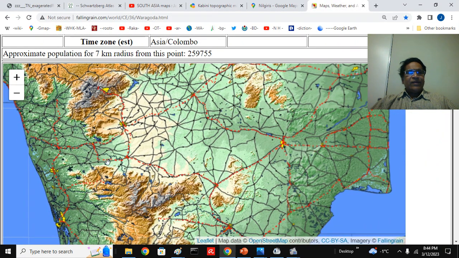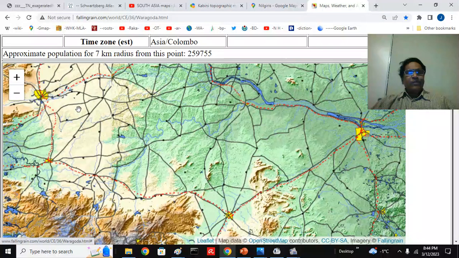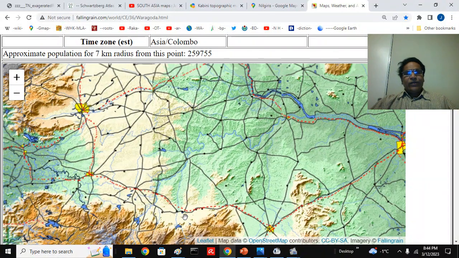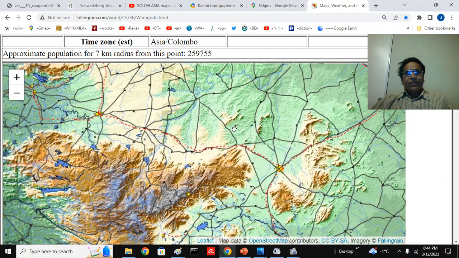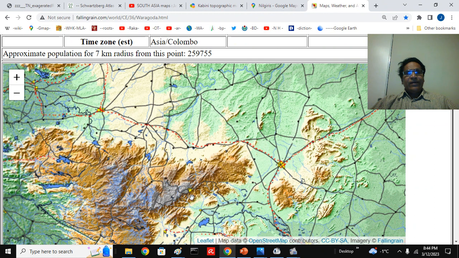You can see here the Palakkad gap here, Nilgiris here. This is Tamil Nadu. This is Tiruchirappalli. This is the Dindigul region. This should be Coimbatore, this should be Pollachi, and this should be Palani. The Kodaikanal will be somewhere here. So this is the Kodaikanal. Palani, Kodaikanal. Okay, this is the Palani, this is the Dindigul.